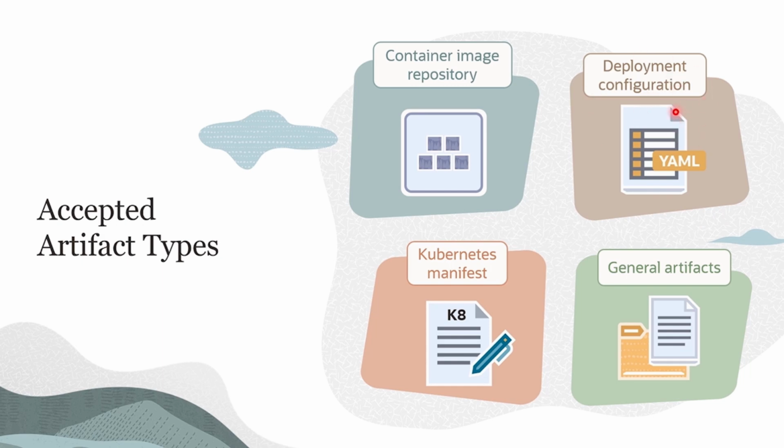Deployment configuration is a YAML file that defines the artifacts for deployment and their locations to fetch them from. Kubernetes manifest. It's a specification of a Kubernetes API object that describes the desired state of an object that Kubernetes will maintain when you apply the manifest. General artifacts. General artifacts include file types like binaries, zip files, or other files.